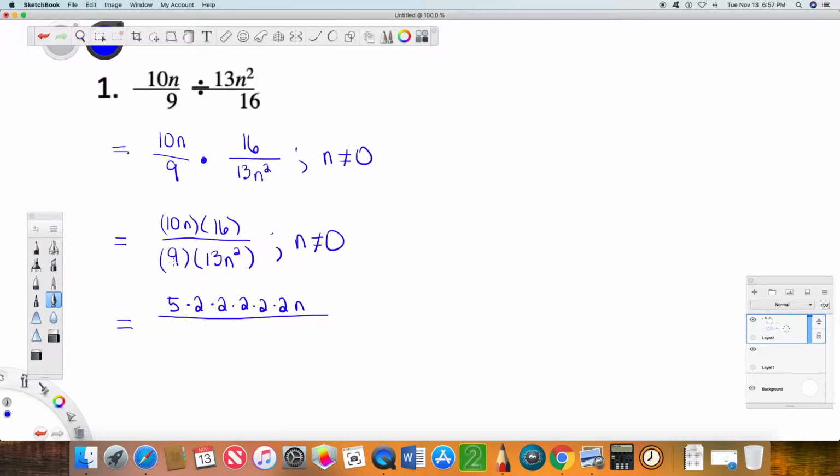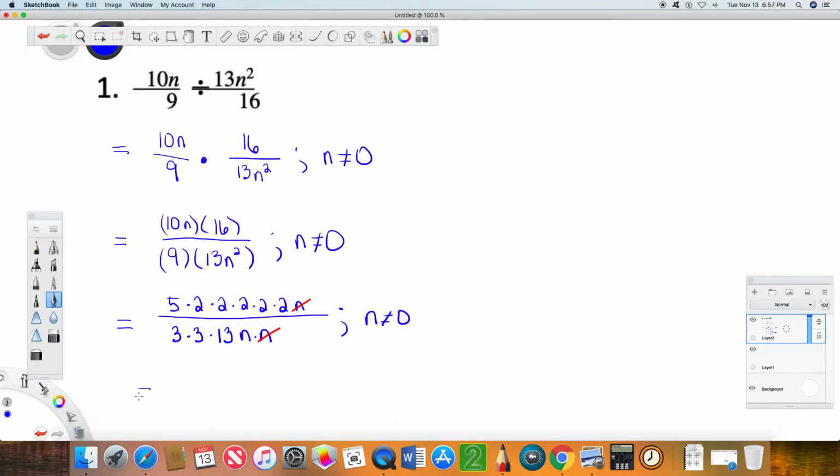In the denominator, I have 9, which I'm going to write as 3 times 3. I have 13, which is prime, so I can only write it as 13. And then I have n squared that I'm going to write as n times n. So when I look at these to see if there's any common factors, the only things that are going to divide to 1, the only things that are going to cancel is just this single factor of n. And of course, we have our restriction with each step.